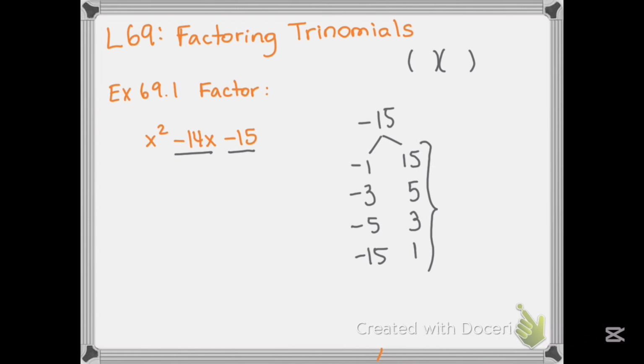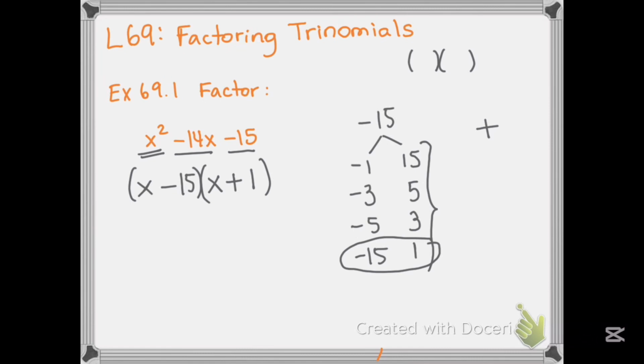So which of these four options, if I add them, gives me negative 14? The only one is this one here, because negative 15 plus 1 is negative 14. So notice how easy. We're just going to put the x here at the beginning, because x times x equals x squared, and then the negative 15 and the positive 1.